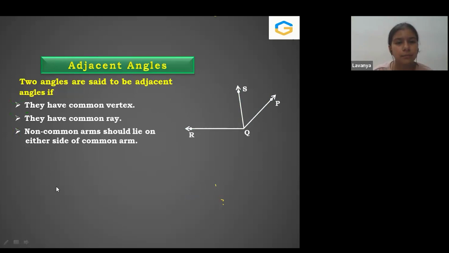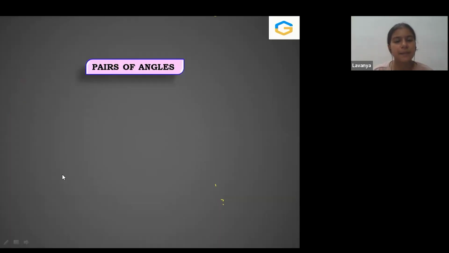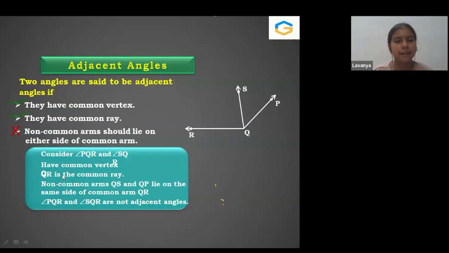Excuse me, ma'am. Yes, beta. Ma'am, can you explain me previous one? My network is fluctuating. Regarding the adjacent angles, once again, yes.